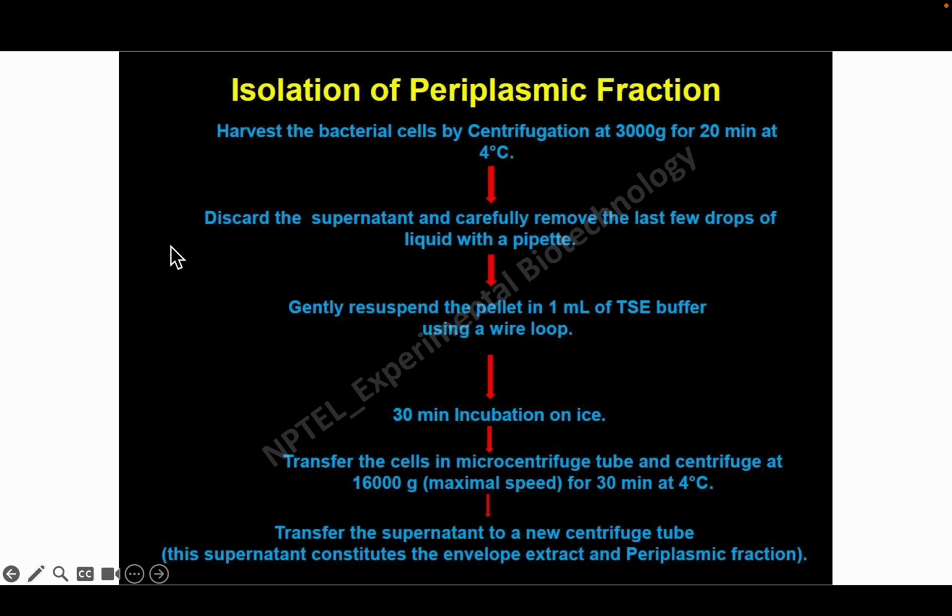Okay. So isolation of periplasmic fraction. Harvest the bacterial cells by centrifugation at 3000 G for 20 minutes. Discard the supernatant and carefully remove the few drops of liquid with a pipette. Gently resuspend the pellet in 1 ml of TSC buffer with a wire loop. 30-minute incubation on ice. Transfer the cells to a microcentrifuge tube and centrifuge at maximum speed. Transfer the supernatant to a new centrifuge tube. This supernatant constitutes the envelope extract and periplasmic fraction.